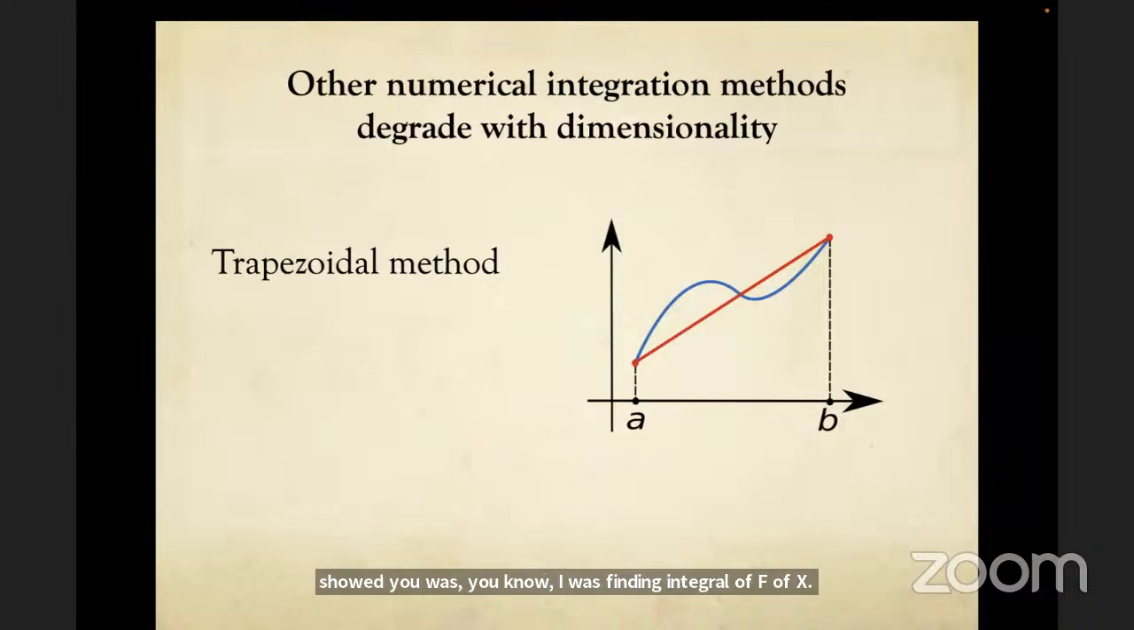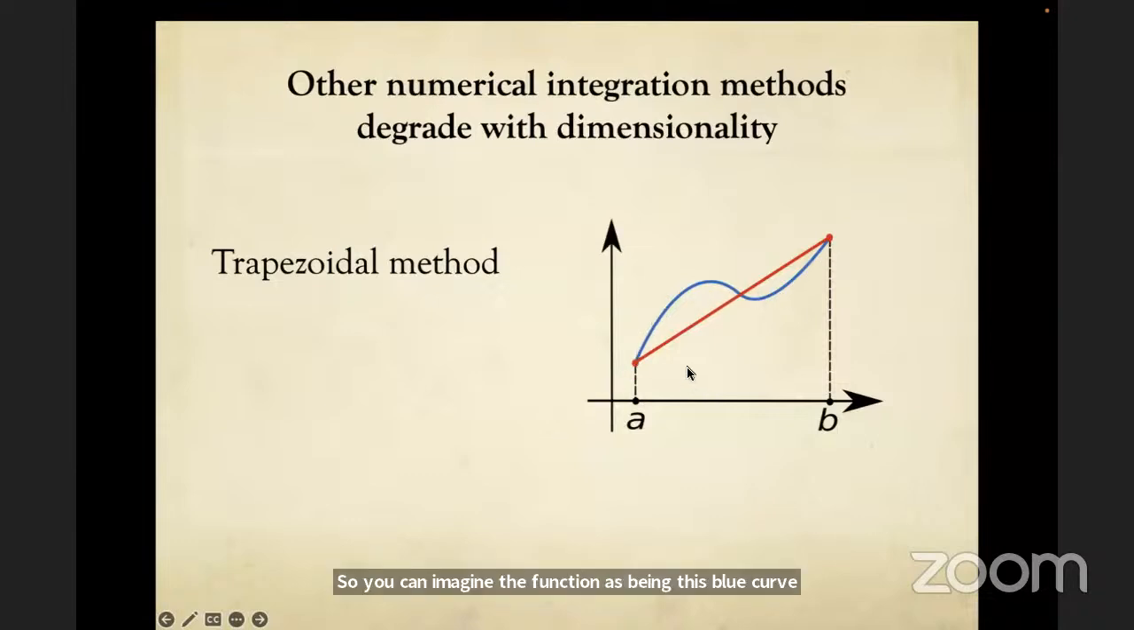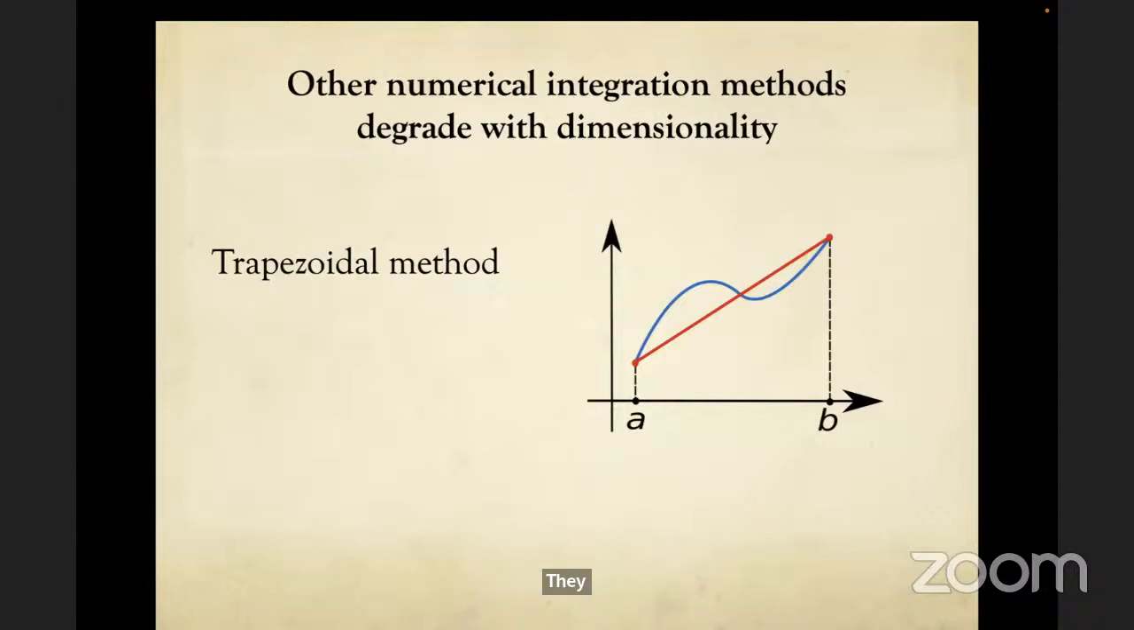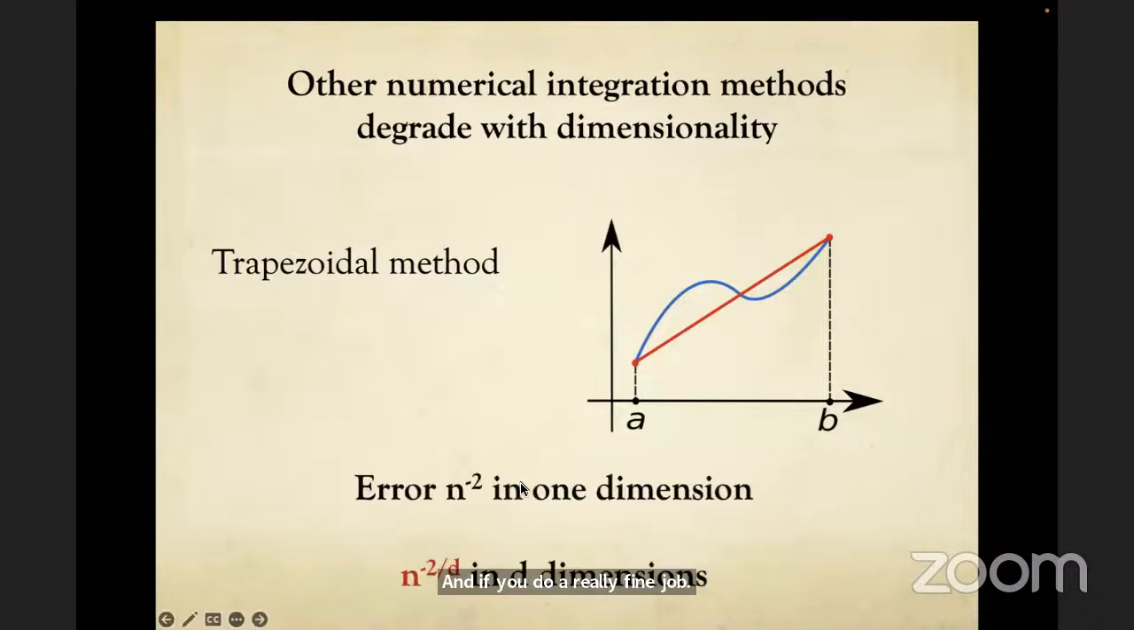That's just finding area under the function f. So you can imagine the function f being this blue curve here. I want to find the area between a and b. Now you've seen that if you want to find area under the curve, there are these trapezoidal methods. You can draw rectangles and you can make trapezoids and you can use the areas there. And if you do a really fine job, you get a very good idea what the area is.